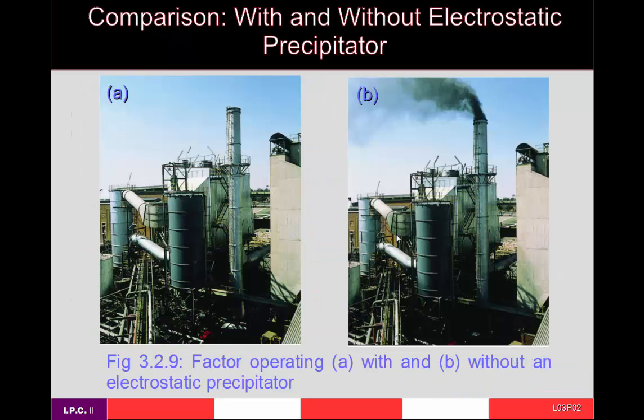So here is actually a nice side-by-side comparison. Here is a factory that is operating with an electrostatic precipitator, and here's the same factory without. And here you can see a ton of dirt, basically ash, soot, smoke, bellowing out the top of the stack. Here, if you squint right, maybe you can see a little bit, but it's not nearly as bad in this case. You see the precipitator actually operating here.